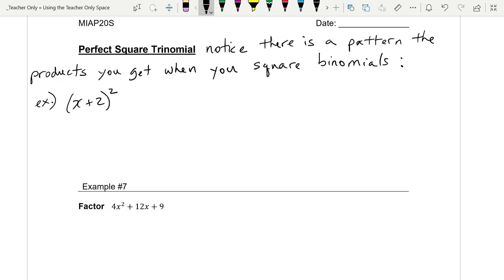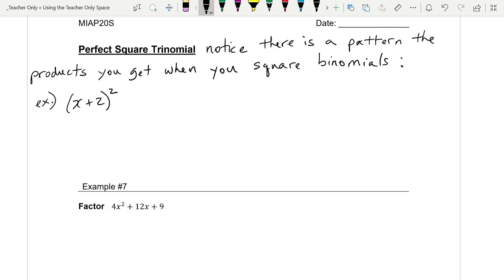And the question in the chat is, does it matter if you put the negative or positive first? And the answer is no, because remember, you can multiply 2 numbers in any order. So for factors, 2 times 3 is the same as 3 times 2, right? So it doesn't matter what order you put the factors. Good question.